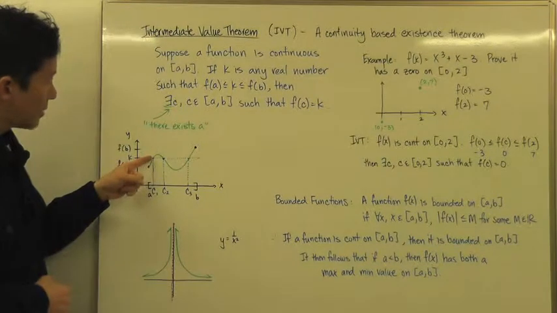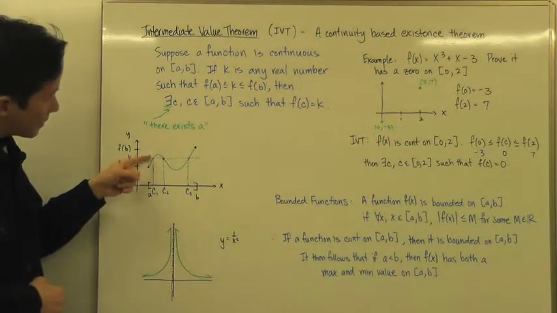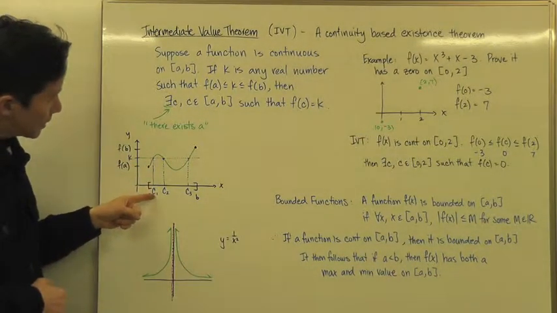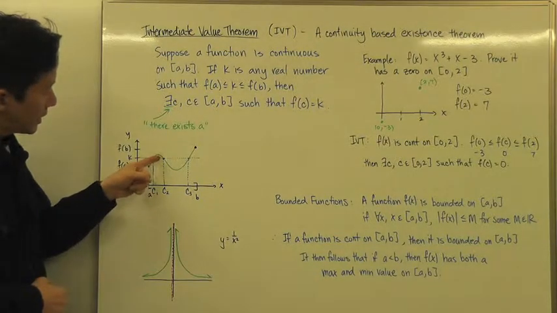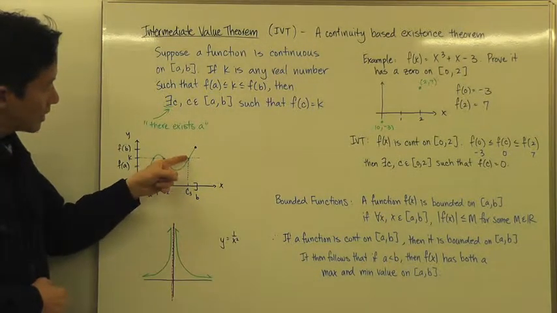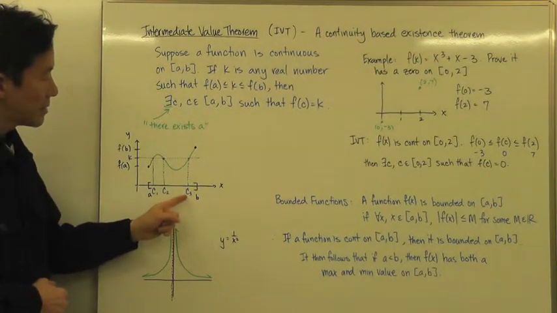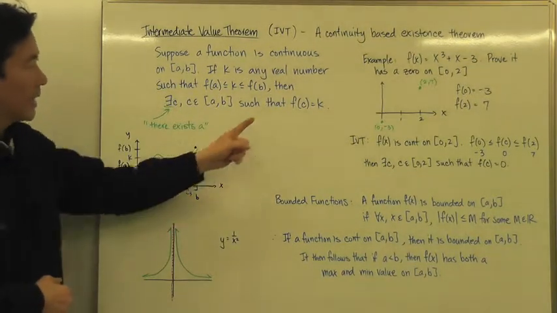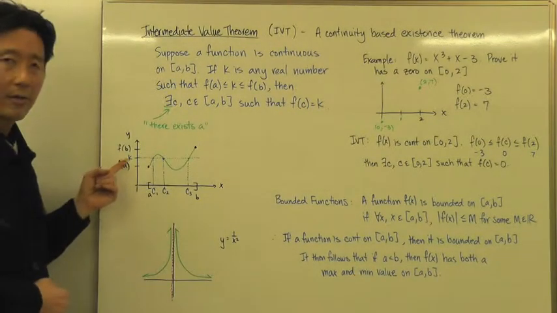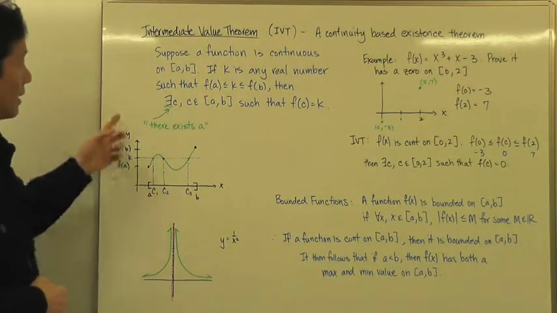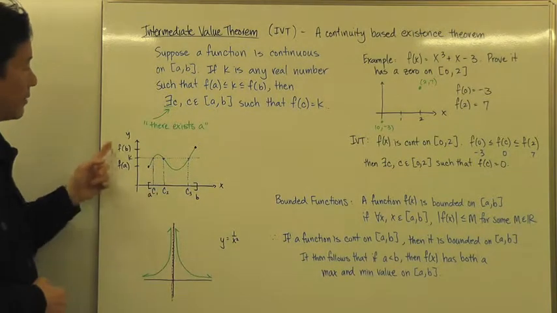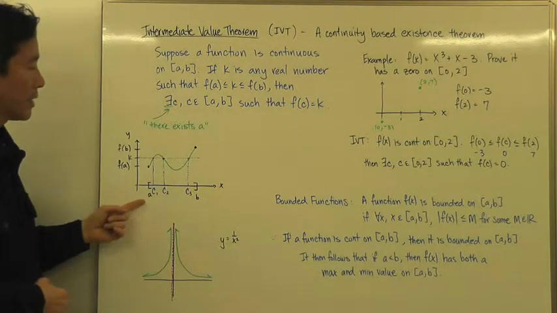And when I find those intersection points, I then go down to the x-axis. This is going to be my c sub 1, this is going to be my c sub 2, and this is going to be my c sub 3, because if I substitute those values of c into my function, it is actually going to be equal to the value of k. So that's basically what the intermediate value theorem is going to be doing for us.